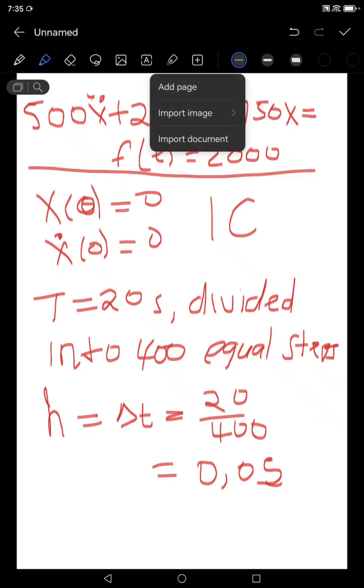So the first step, number 1, write the equation in first order form. So when we're writing our equation in first order form, we're going to use what? Write the state space.